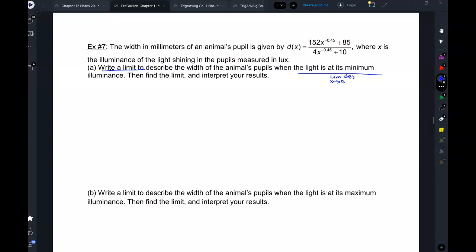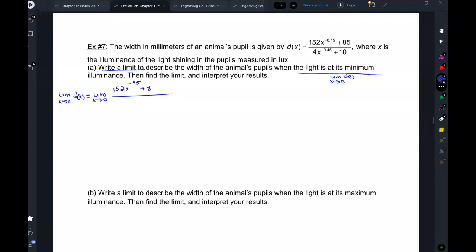Then find the limit and interpret your results. Okay, so the limit that we want, okay, is this. The limit as x approaches 0, and this is the function.